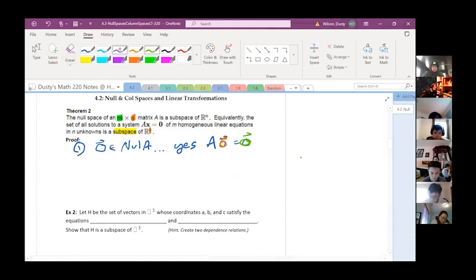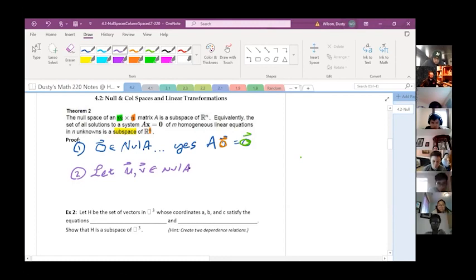Okay, so secondly, we want to show that it's closed under addition. So we will let U and V be in the null space of A. What do we need to show? So if U and V are in the null space of A, what does it mean? From Andrew, that's exactly right. We need to show that U plus V is in the null space of A. Thank you, Alex, for the same thing.